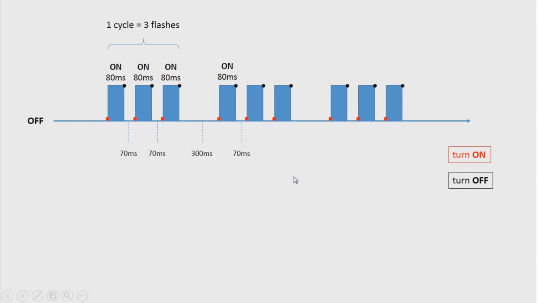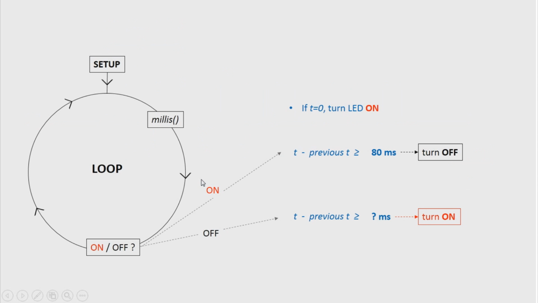For turning off, the rule is easy. Whenever the LED has been on for 80 milliseconds, then turn it off. So if we use the diagram from the previous video, 2 out of the 3 rules are still the same. We will take a closer look at this third rule.